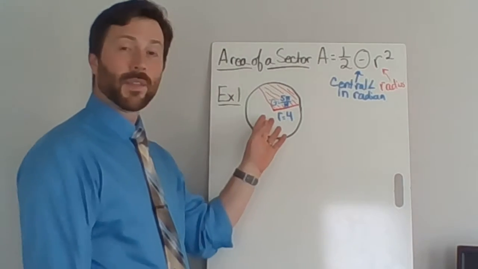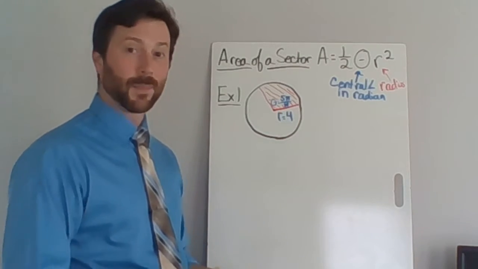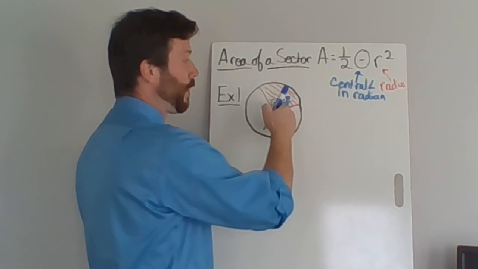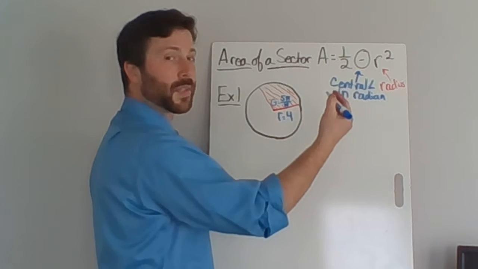Now, we have this circle here. We have this circular sector. We want to find the area of that circular sector. So here's what we're going to do. We're going to take this formula. We're going to say that our theta is 5 pi over 8. Our radius is 4, and we're going to sub them in.